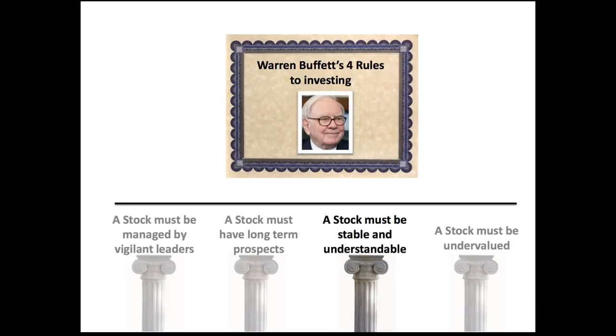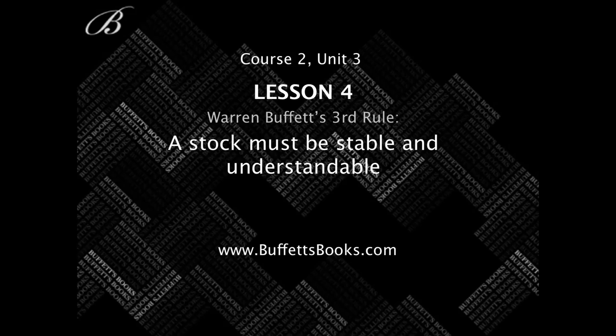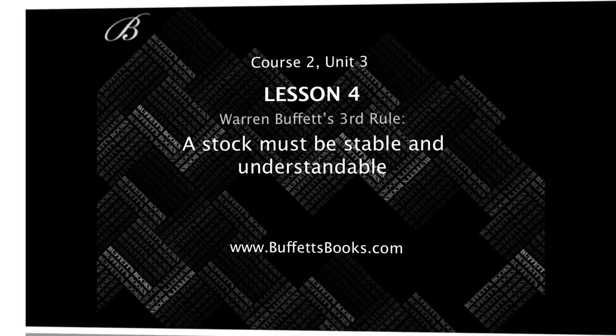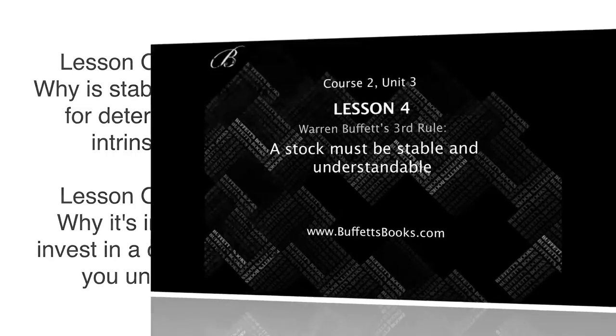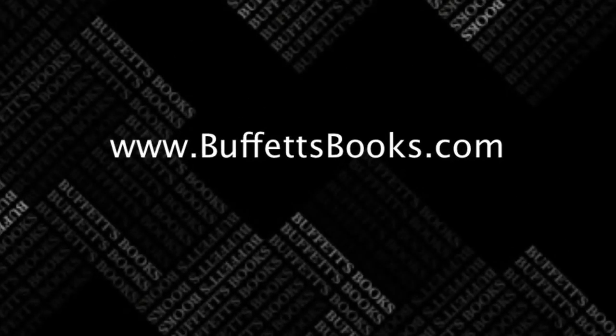So the next lesson we're going to talk about how a stock must be undervalued. We're going to be finally figuring out the intrinsic value of a business using the Buffett's Books calculator. So this concludes Course 2, Unit 3, Lesson 4, Warren Buffett's third rule, a stock must be stable and understandable. We learned why stability is important for determining the intrinsic value, and we learned why it was important to invest in a company that you understand. So I really look forward to seeing you guys in the next lesson where we figure out the intrinsic value of a company.